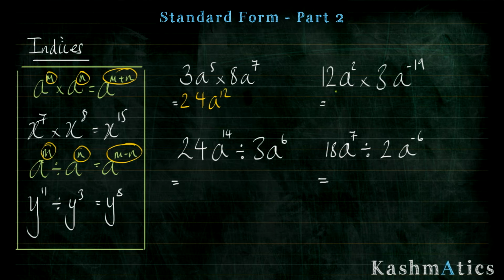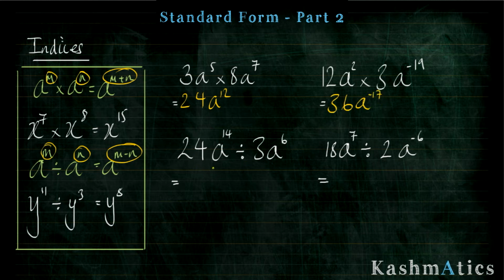Over here, you've got 12a squared multiplied by 3a to the power minus 19. So you do 12 times 3, which is 36. A squared times a to the power minus 19. Because it's a multiplication, we add these powers. So it's 2 add minus 19, which is the same as 2 take away 19, to give me minus 17, so that's a to the power minus 17.